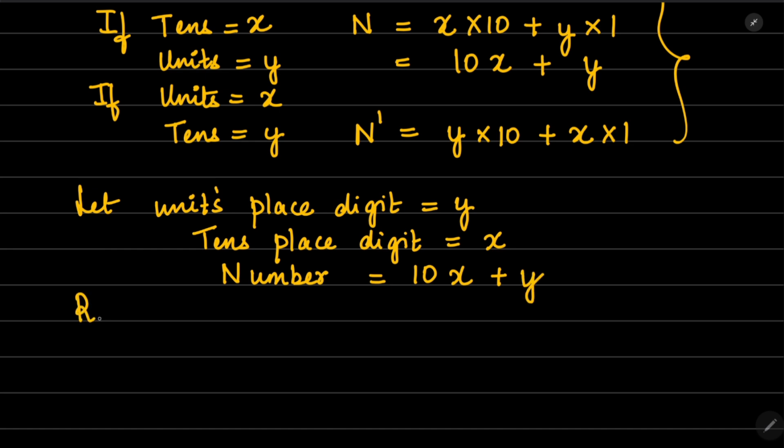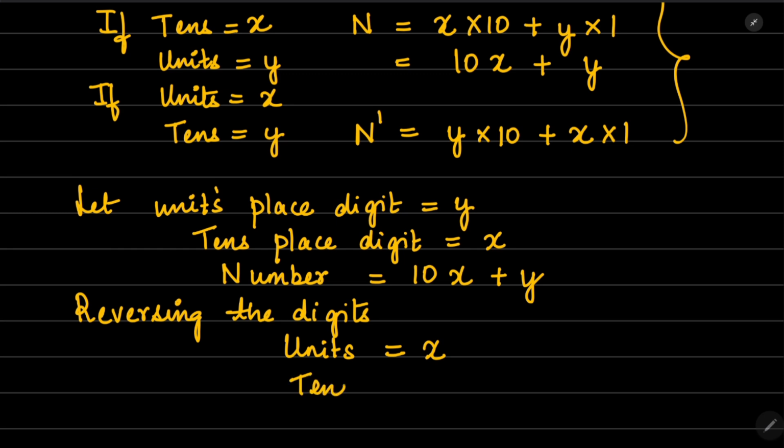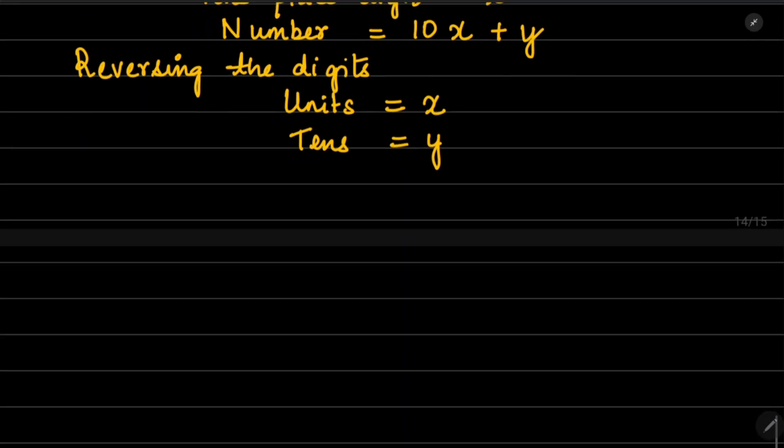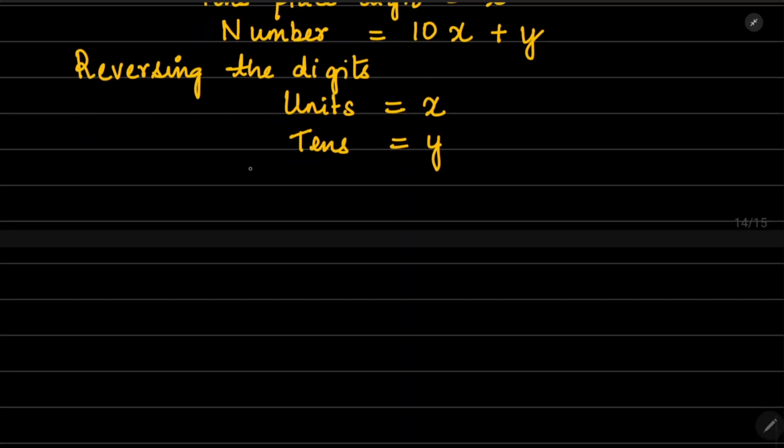And then let us reverse the digits. On reversing the digits, what is your units place? Your units digit is nothing but x, and your tens digit is y. So now the new number which is formed, the reversed number or the new number, let it be n dash.